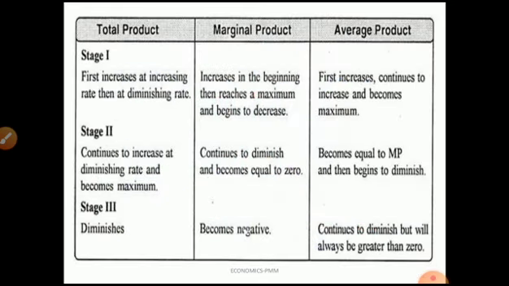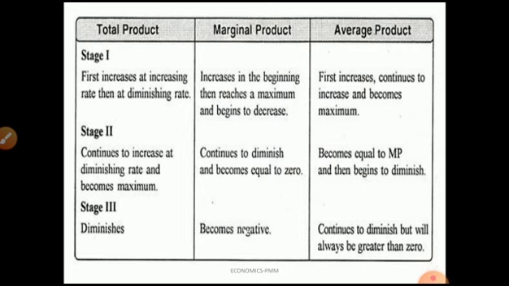In stage 1, total product first increases at an increasing rate, then at a diminishing rate. It increases in the beginning, then reaches a maximum and begins to decrease. Average product first increases, continues to increase and becomes maximum. In stage 2, total product continues to increase at a diminishing rate and becomes maximum. Marginal product continues to diminish and becomes equal to 0. Just now I explained, when total product is maximum, marginal product will be 0. Then average product in stage 2 becomes equal to marginal product and then begins to diminish.